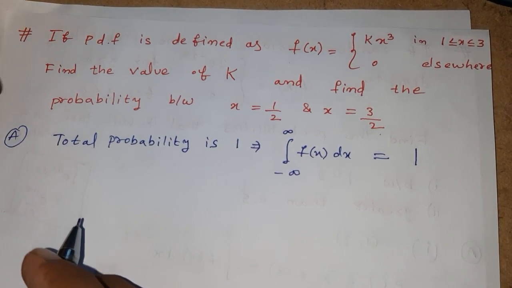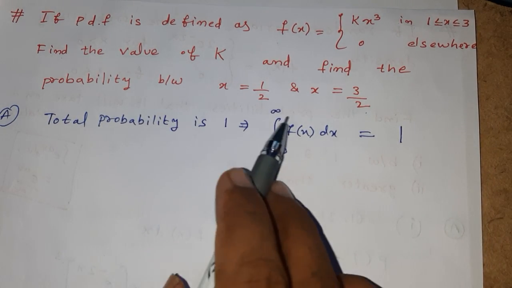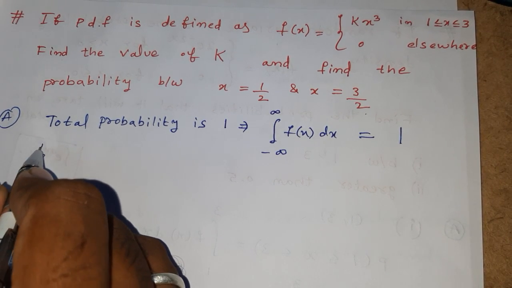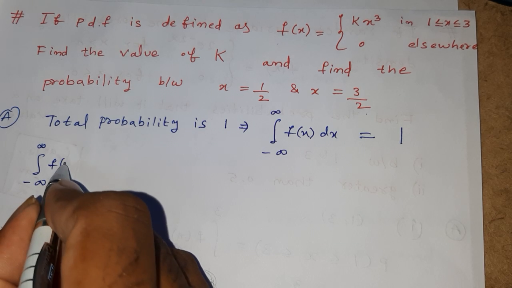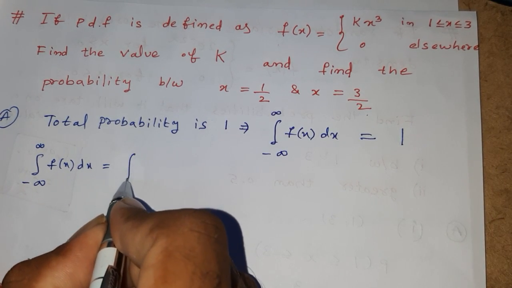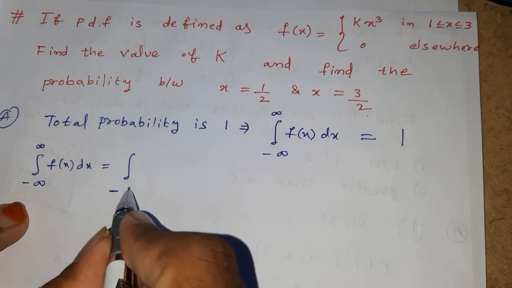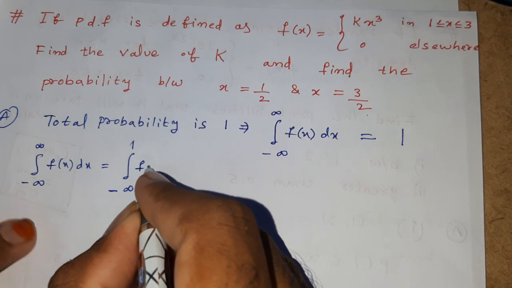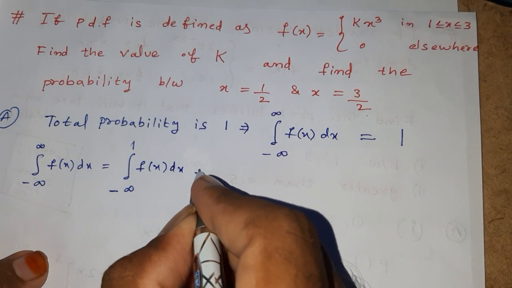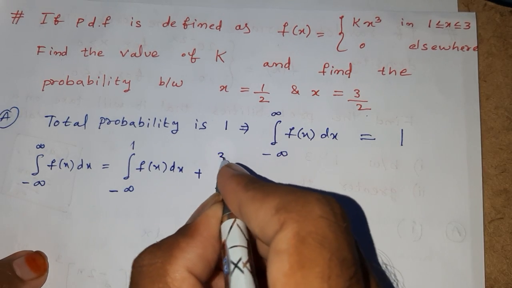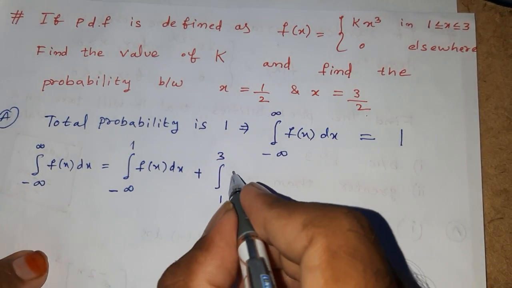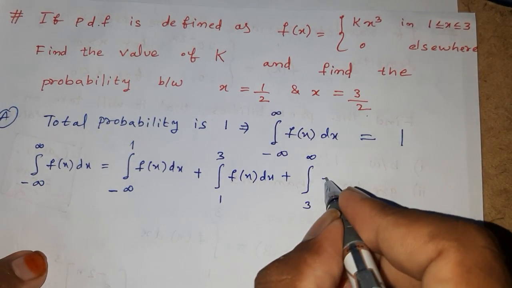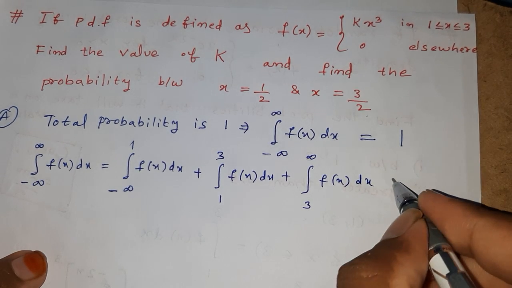Okay, now we can separate this integration as: integral from minus infinity to infinity of f of x dx is equal to the integral from minus infinity to 1 of f of x dx, plus the integral from 1 to 3 of f of x dx, plus the integral from 3 to infinity of f of x dx, is equal to 1.